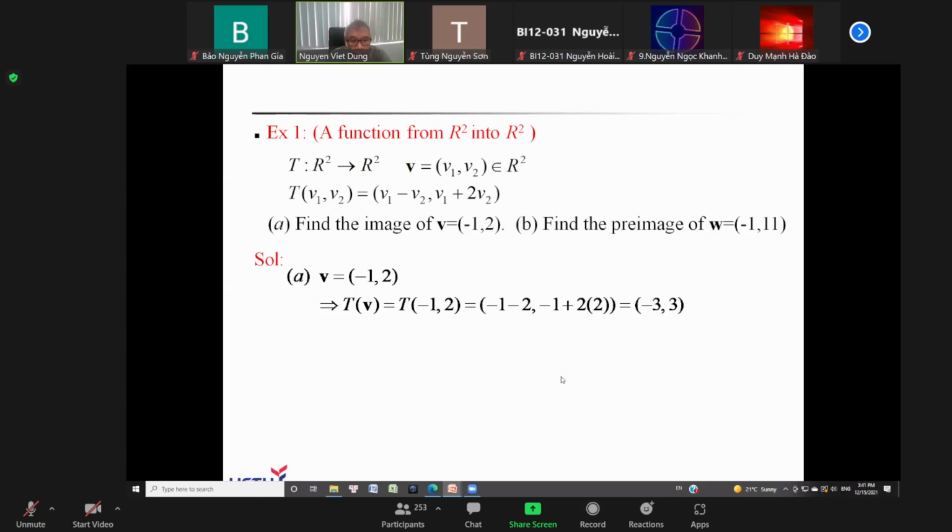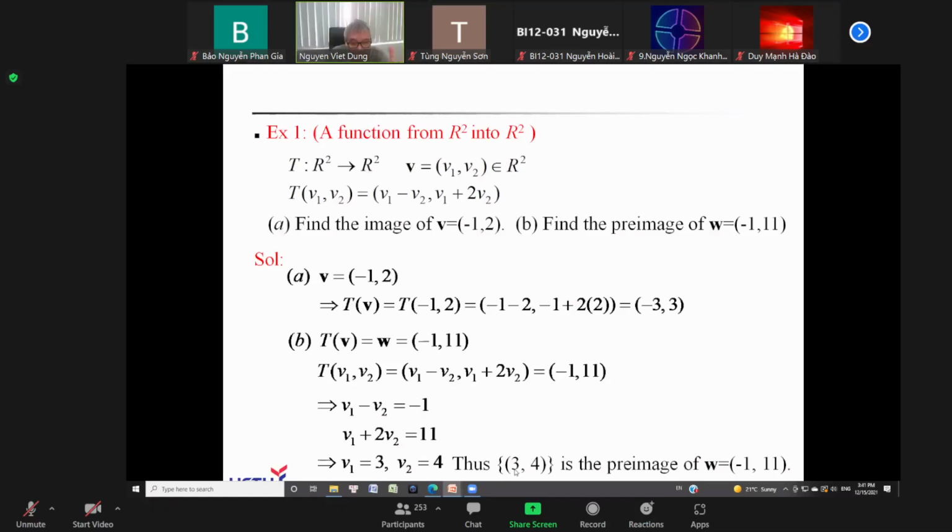It means you have a system of two linear equations. And to solve the system, you get only one solution. In that case, we say the pre-image of w equal -1 and 11 is that one. We have only one element to be the pre-image of w.